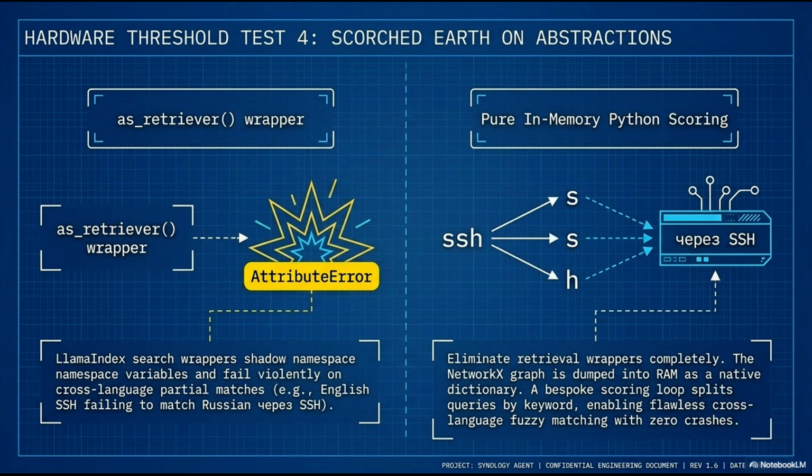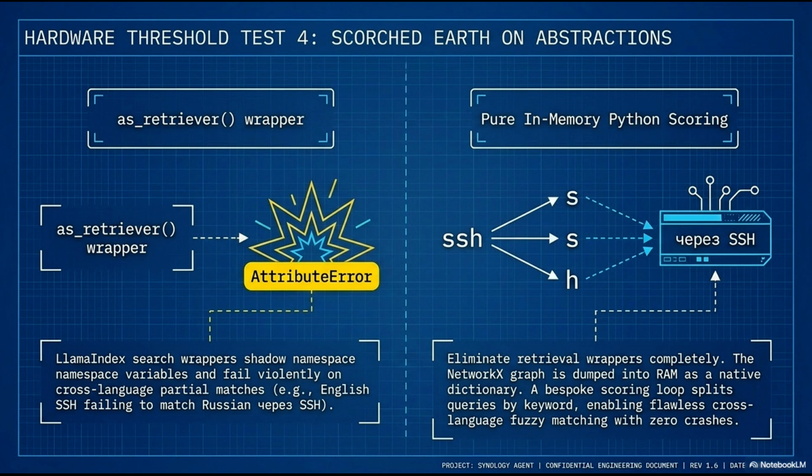Let's walk through the mechanics of that loop. How does he handle the cross-language matching? The mechanics are beautifully straightforward and mathematically robust. First, the script dumps all the metadata nodes from the NetworkX graph directly into a standard Python dictionary in RAM. Then, it sanitizes the user's input: it converts the entire query to lowercase, and uses Regex to strip out all punctuation. So it normalizes data.